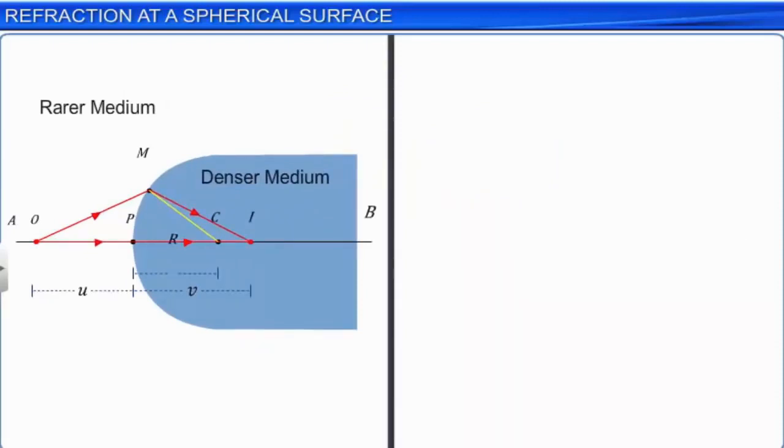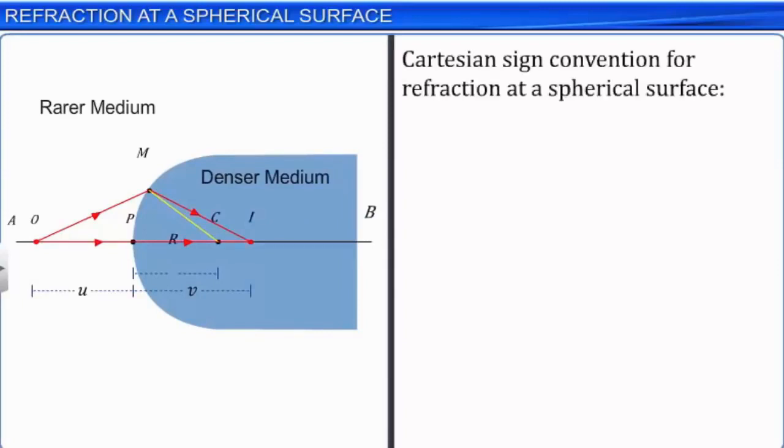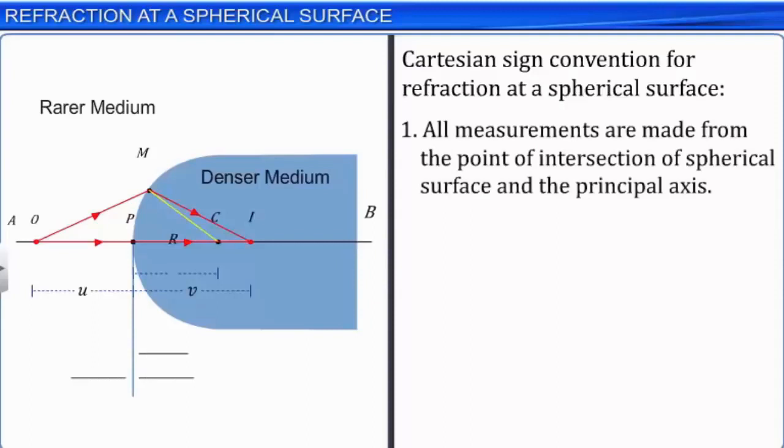The conventions are: 1. All measurements are made from the point of intersection of the spherical surface and the principal axis. 2. Measurements are taken as positive if they are in the direction of the incident light, otherwise they are taken as negative. 3. Lengths measured upwards are positive. They are negative if measured downwards.